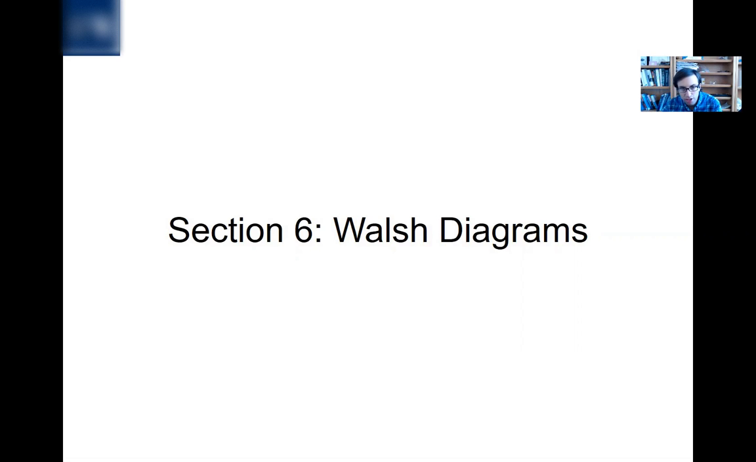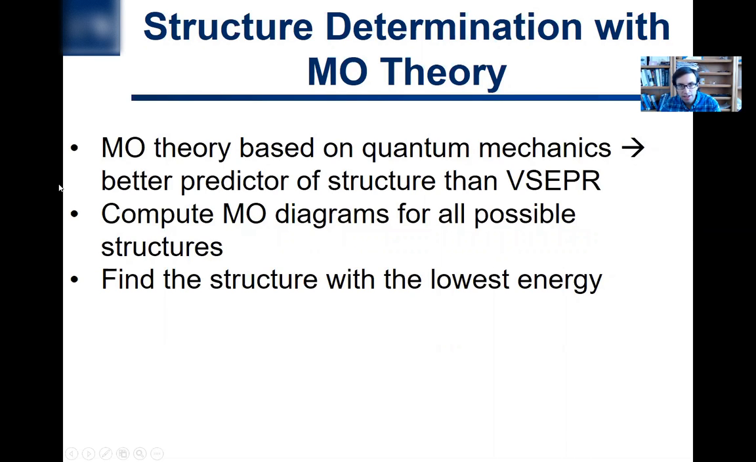I mean, VSEPR just couldn't get it right for not most, but a good number, right? There's a good number of exceptions where there is not even any after-the-fact rationalization we could do to explain the experimentally observed structures for a number of small molecules. All right, so that's the idea here. We're doing structure determination based on MO theory. We know MO theory is based on quantum mechanics, so that's going to be a better predictor than VSEPR.